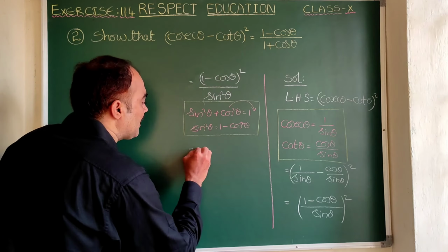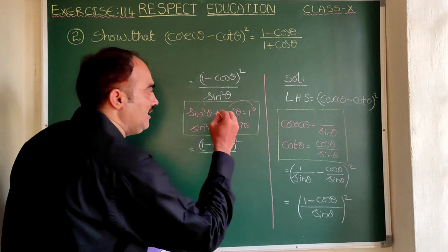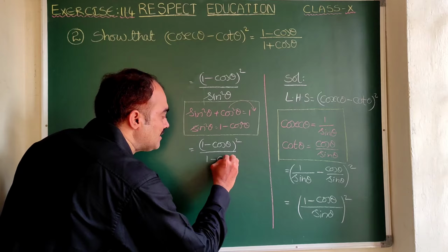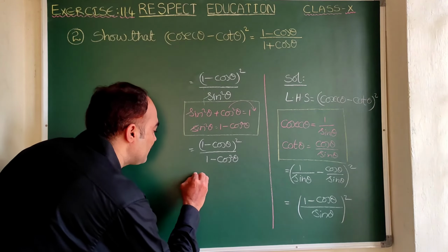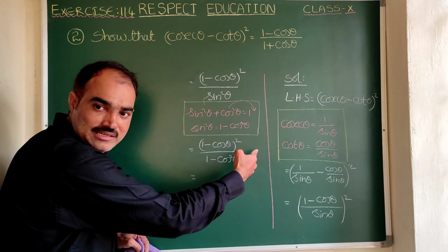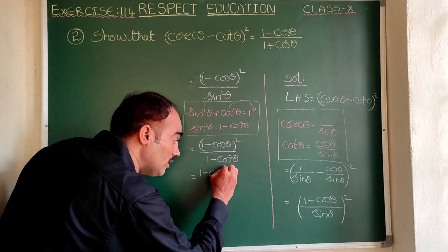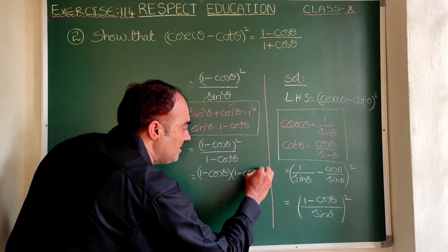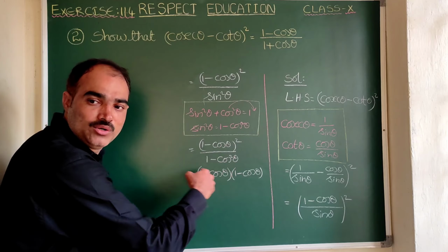Let us write this numerator as it is, 1 minus cos theta whole square. And here sin square theta can be written as 1 minus cos square theta. Here you observe how I am writing. This is like x square can be written as x into x. Clear? Same way 1 minus cos theta whole square, I am writing as 1 minus cos theta into 1 minus cos theta. The same quantity can be multiplied 2 times.